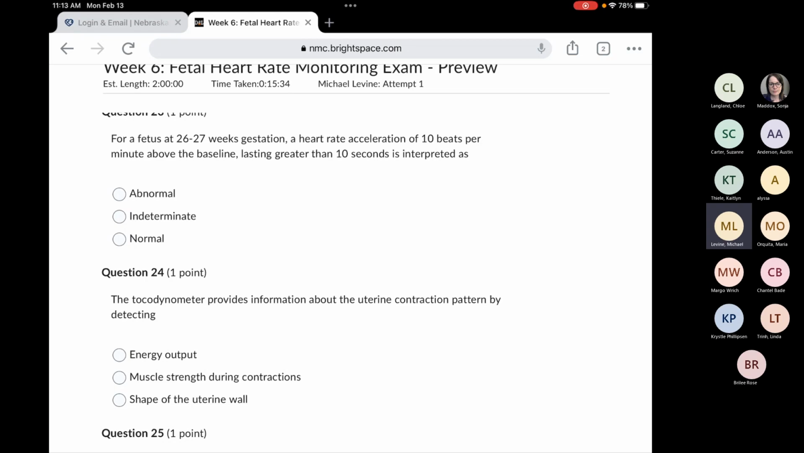Remember on that earlier question that a 27-week fetus had a heart rate of 170. Is it abnormal? Well, this is a similar question. And remember, we talked about that under 32 weeks of gestation, if we're doing a non-stress test, 10 beat accelerations lasting 10 seconds or greater are considered normal. So the answer to question 23 is normal.